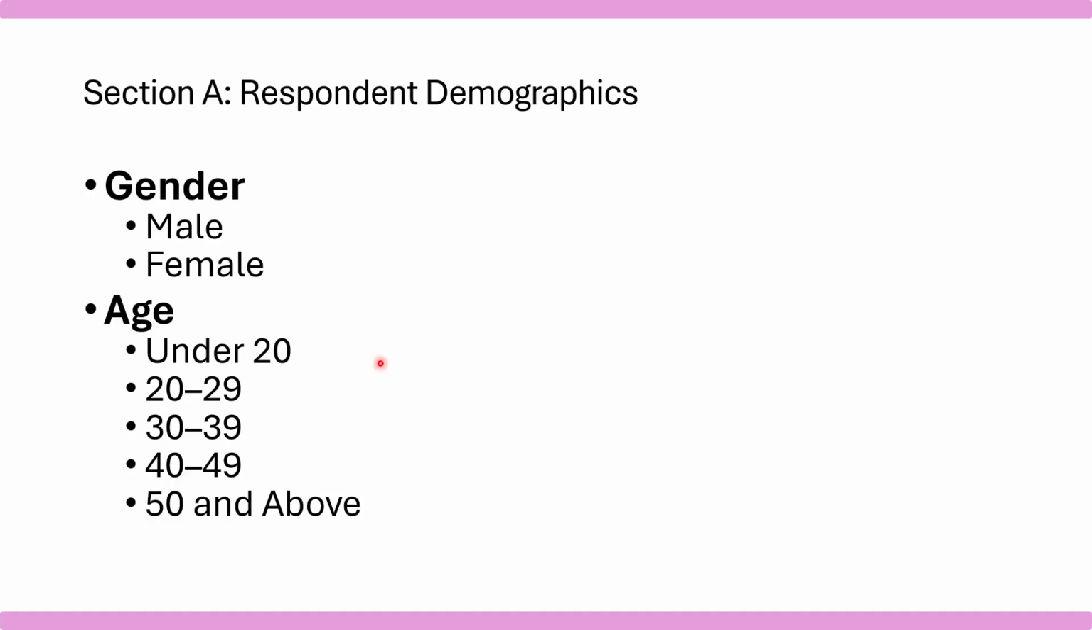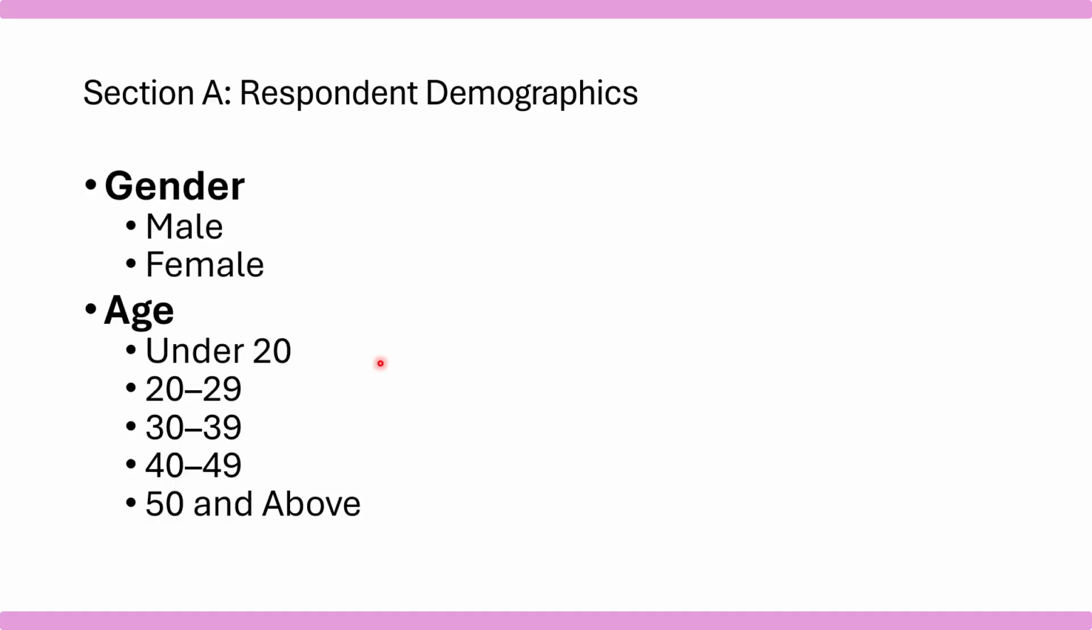Okay, section A is respondent demography. Respondent demography describes the person or individual who is filling out your questionnaire. For the first question, maybe you can ask for the name or not, so it depends on you guys. But I will give you an example, like gender.